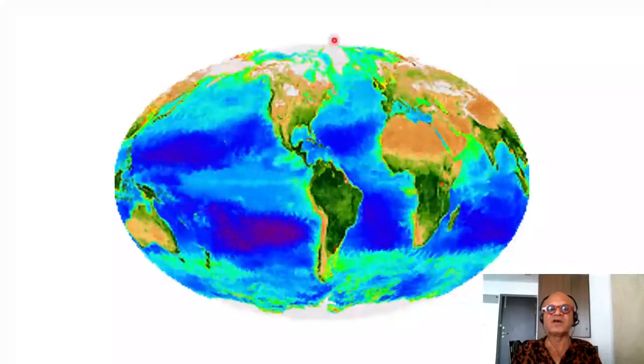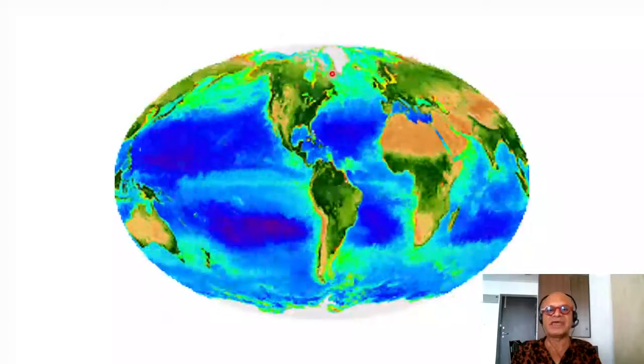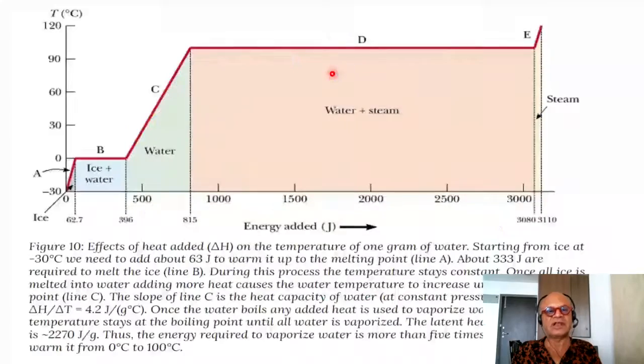Of course, you have glacier covered regions which have some color at the edges, but mostly just glaciers, leading to a hydrologic cycle, because evaporation and precipitation obviously are part of the hydrologic cycle. You understand, I think, intuitively what hydrologic cycle means. So here we are looking at energy added and temperature.